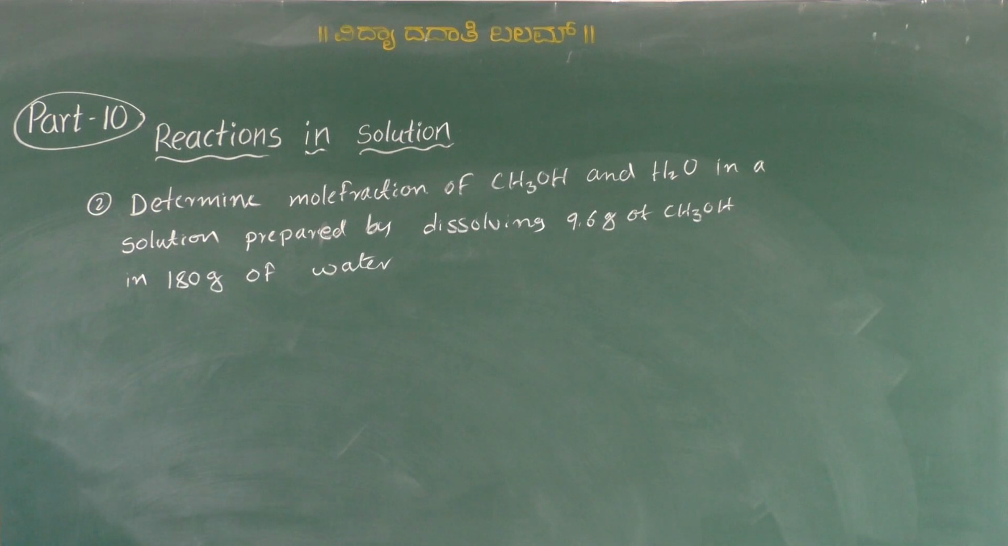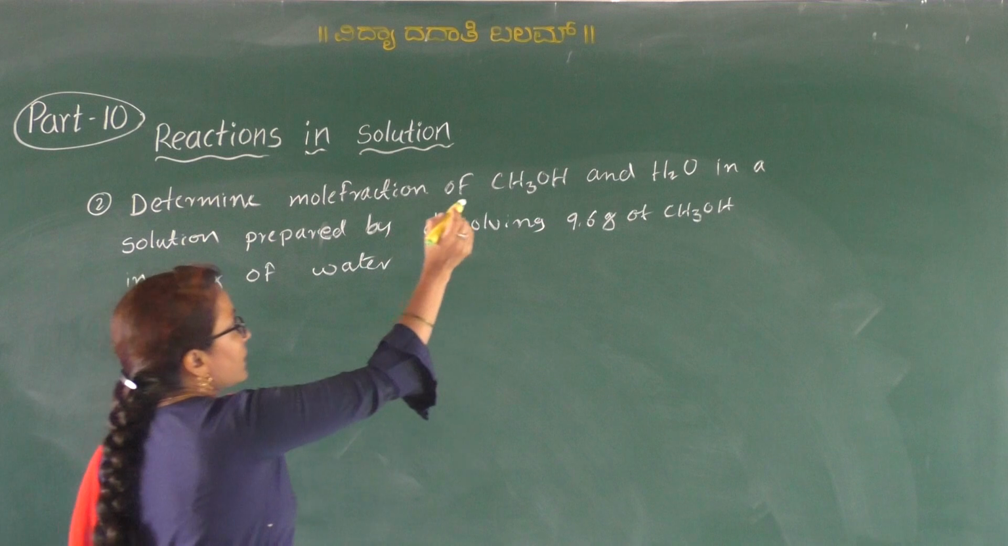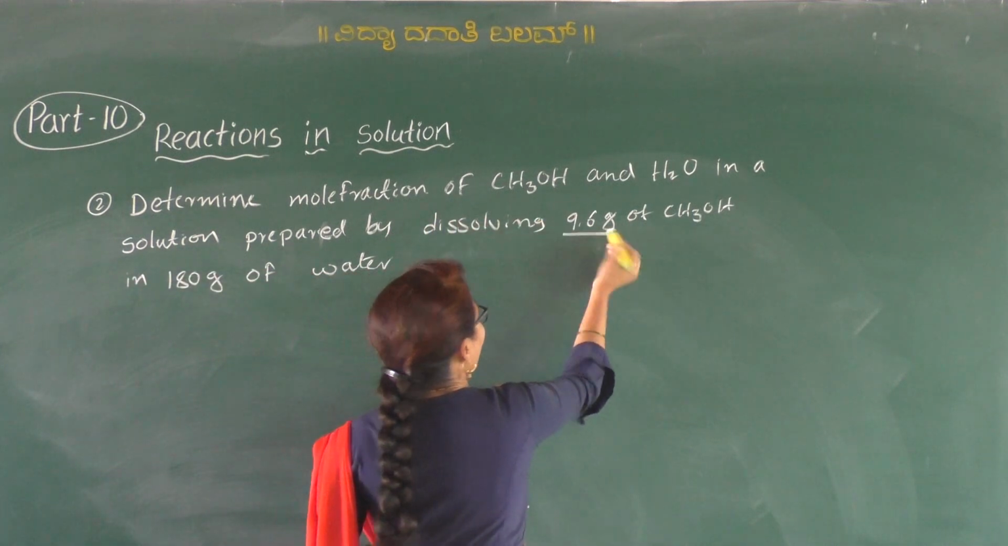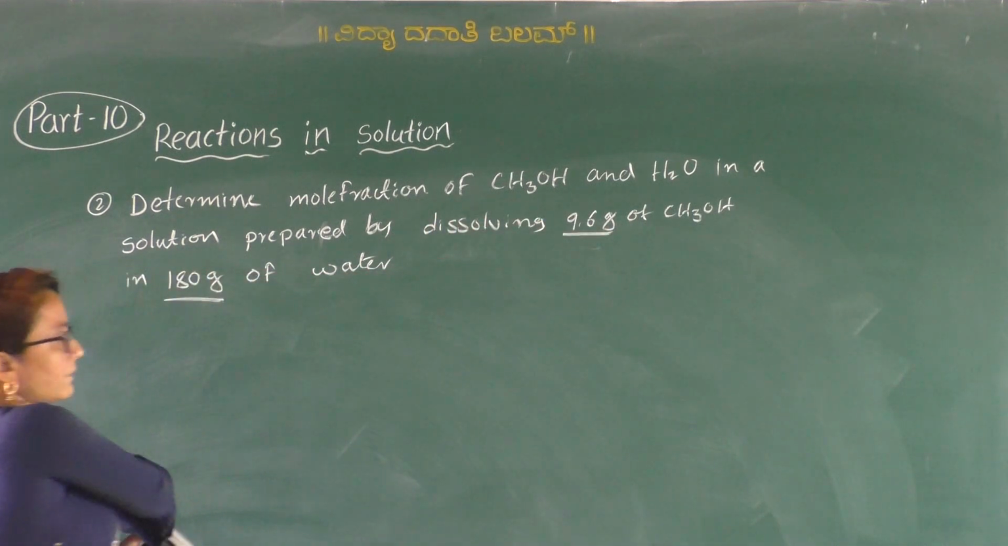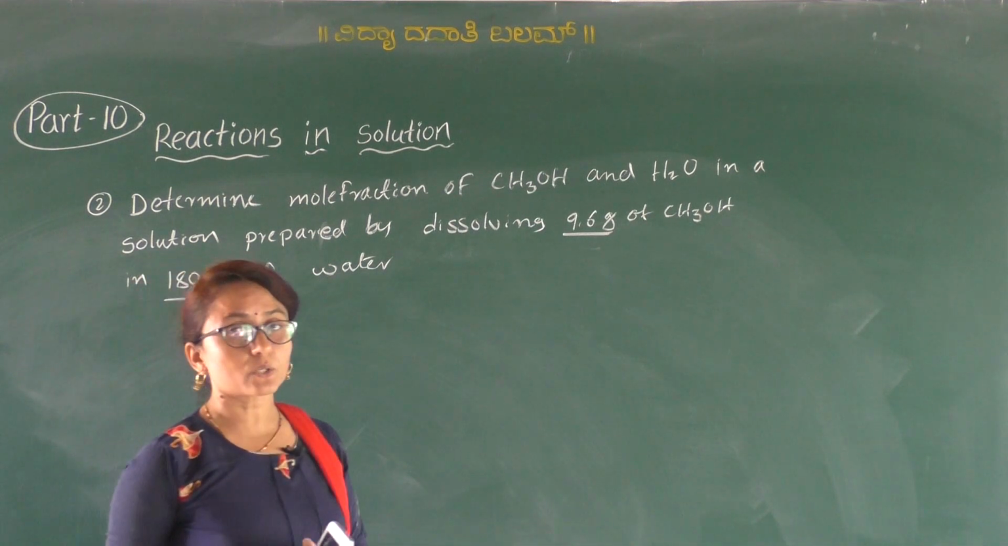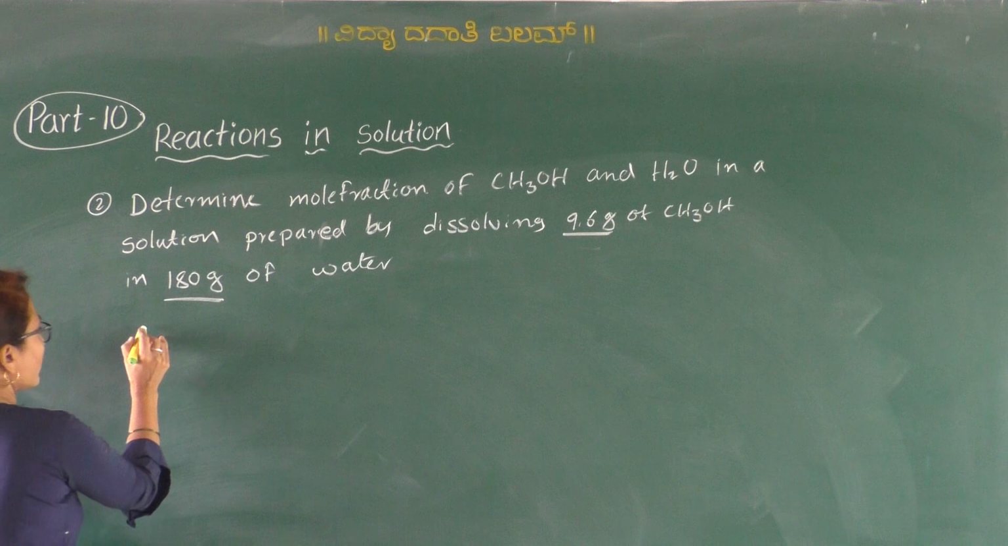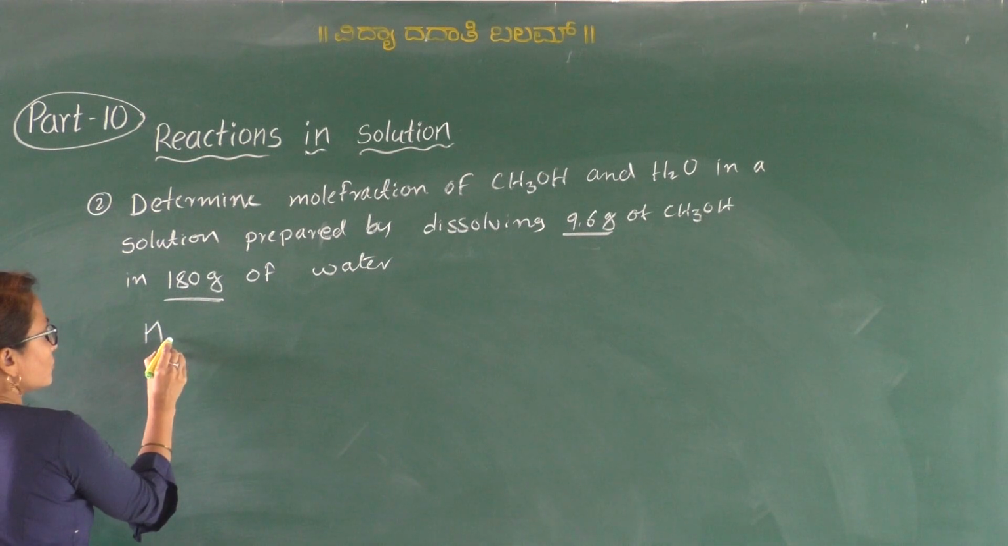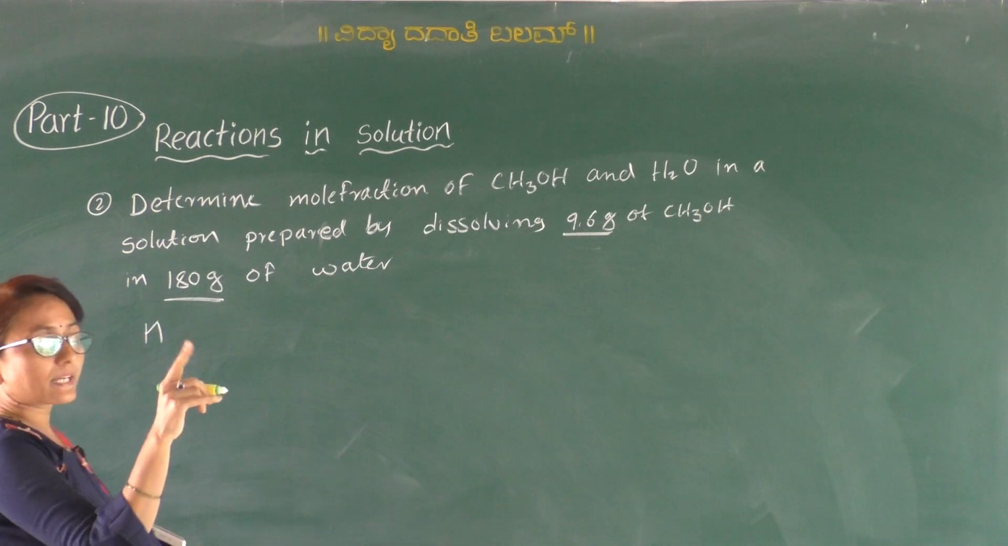Okay. So now consider. Here the masses of methanol and water are given. Here the number of moles are not given. Therefore first you have to find out the number of moles of methanol. So methanol is taken as A.